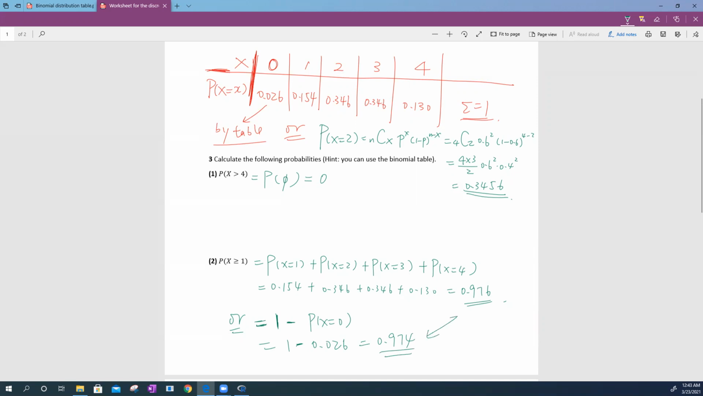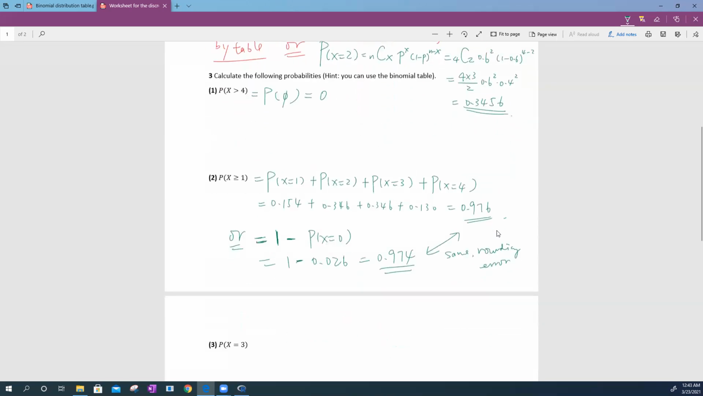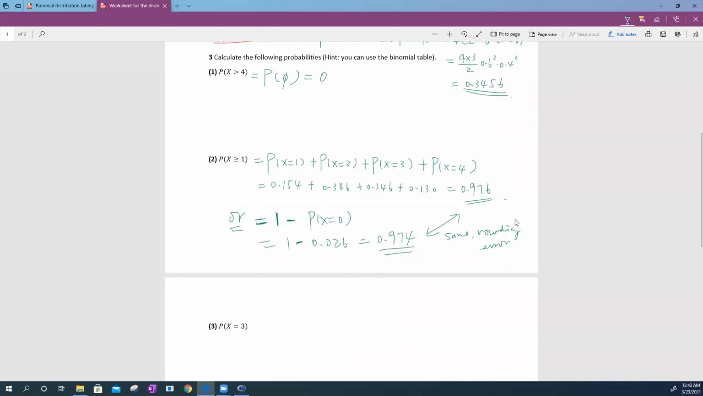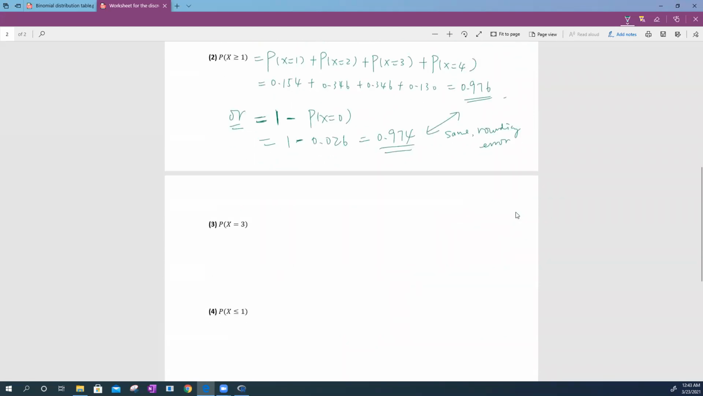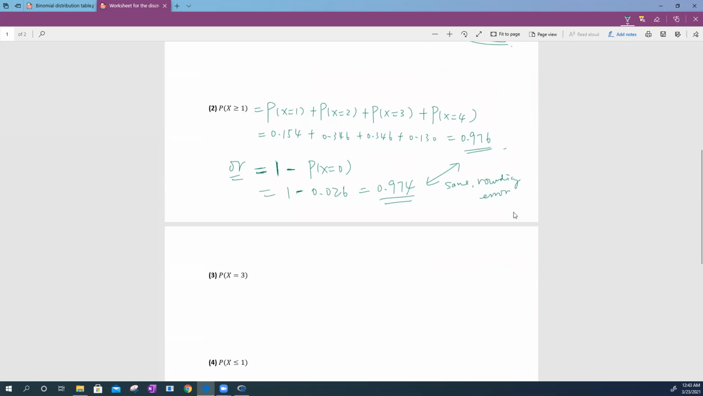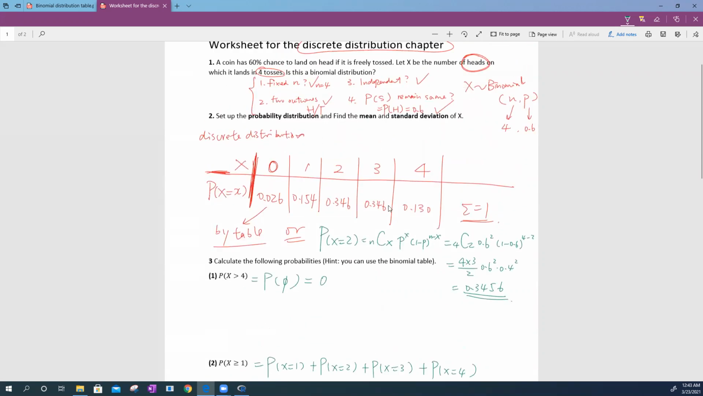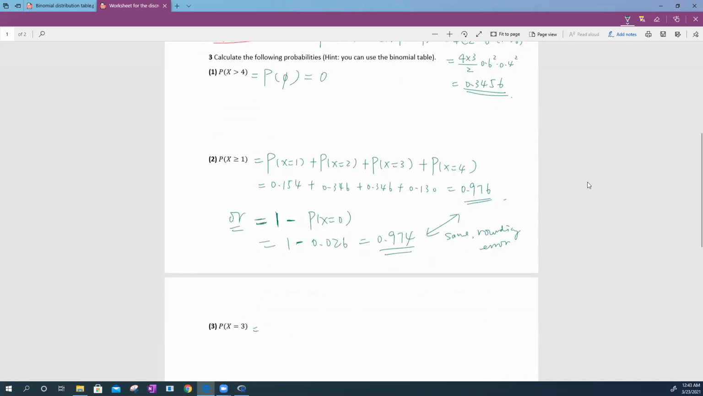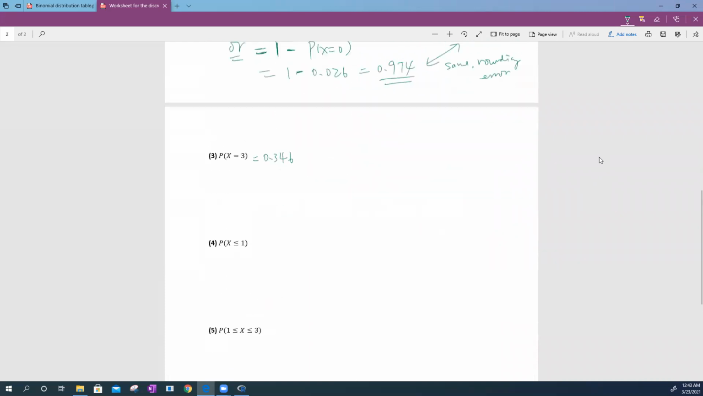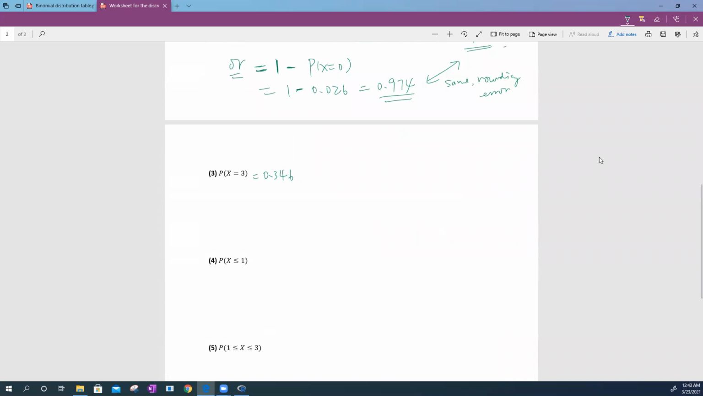And they are the same, just some rounding error. So either way is fine. And probability of x equals 3. So just read the table, right? 0.346. Again, if you want to use the formula, that is what?